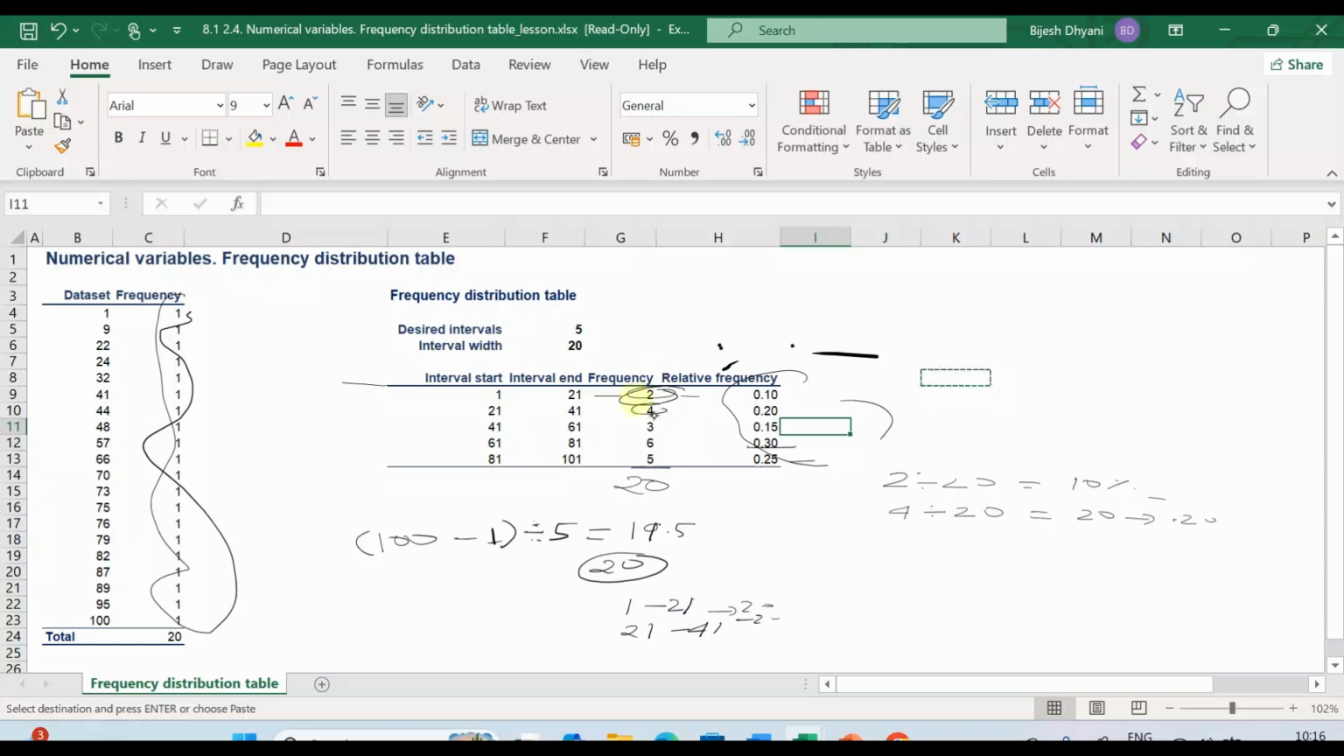2, 4. How many numbers are between 1 to 21? That is the absolute frequency. 41 to 61, 3 numbers. 61 to 81, 6 numbers. And 81 to 101, there are 5 numbers. So this is something we have to see.